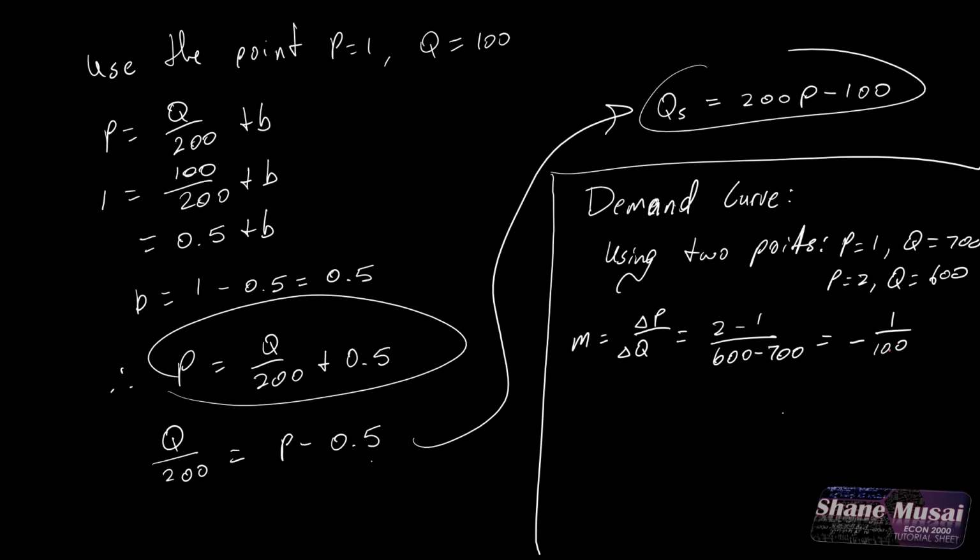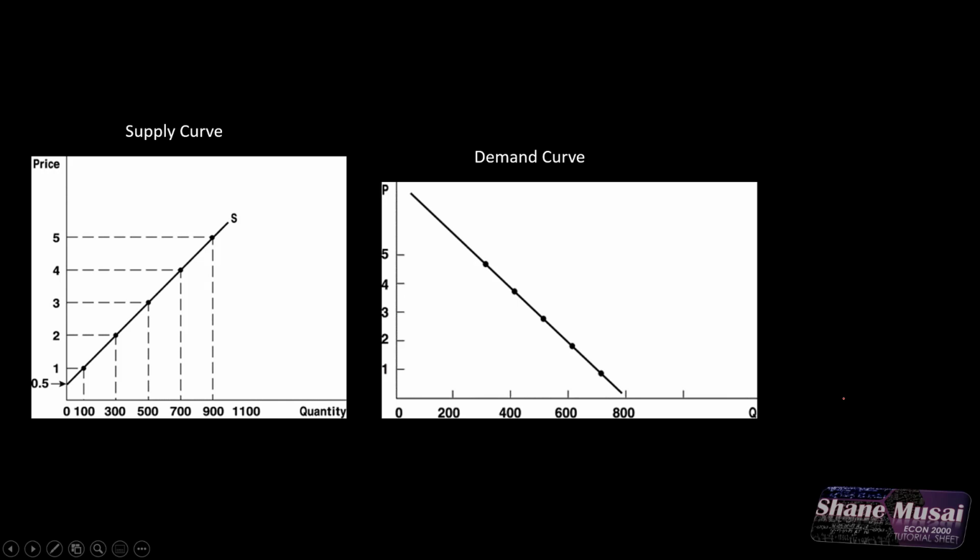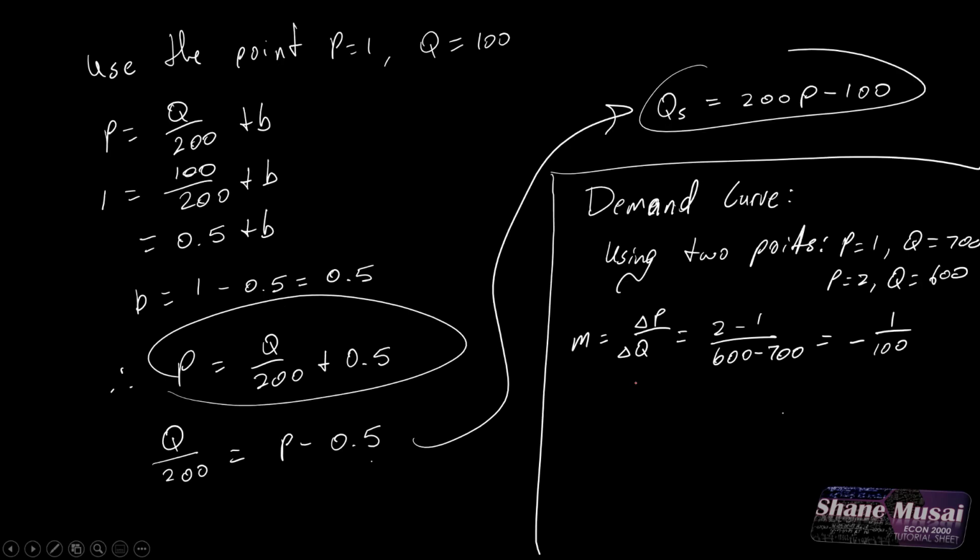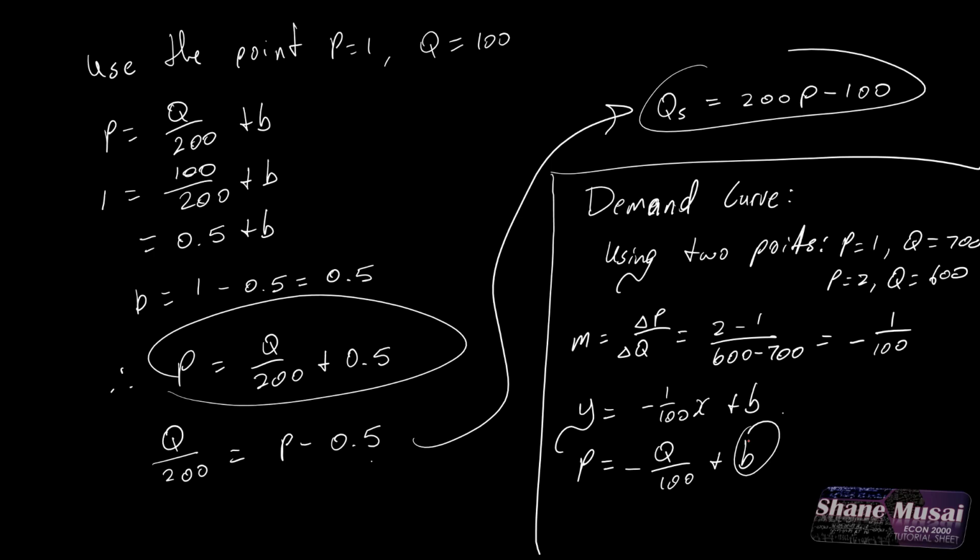And we expect a negative gradient because if you look at the demand curve, it is negatively sloped. So we expect to have a negative gradient here. Now that we have the gradient, we can say the equation for the demand curve will take the form of y equals negative 1 over 100x plus b. And again, price on the y-axis, quantity on the x-axis. So we can say price is equal to negative q over 100 plus b, and now we need to solve for b using 1 point on that demand curve.